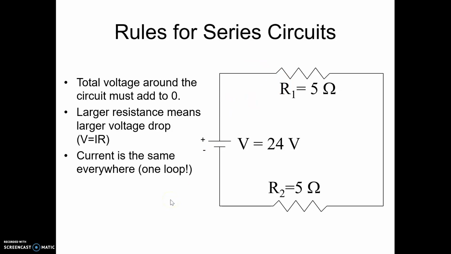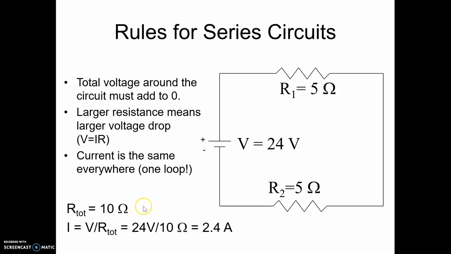But before we even get there, let me show you the math. The total resistance is 10 because 5 ohms plus 5 ohms is 10 ohms. And once you have that, now you can find the current. So you take the current equals voltage divided by the total resistance, which is 24 divided by 10, and that gives you 2.4 amps. So let's walk around the circuit and watch how the voltage drops.